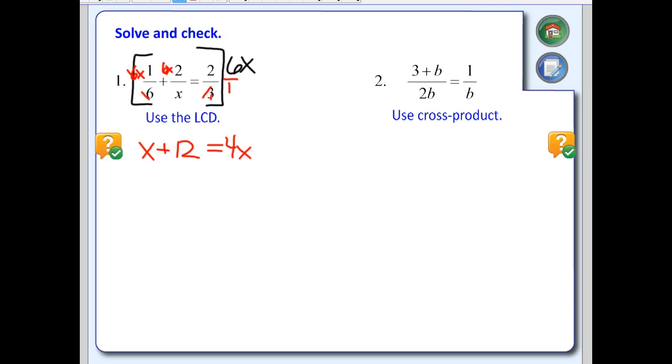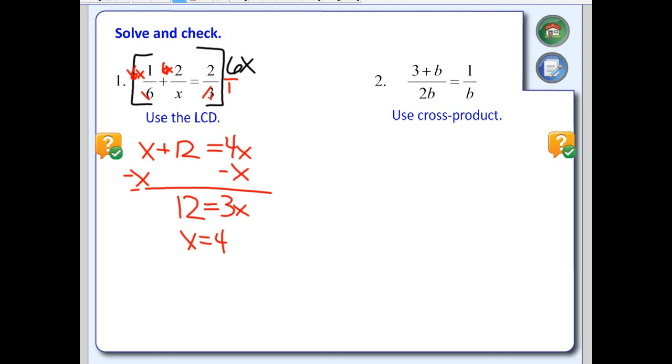All right, so now, presto changeo, fractions are gone. Now we're just going to solve for x. Isolate the variable by inverse operations. I'm going to move this x over. Remember, I'm going to put x's on one side, numbers on the other. So now I have 12 equals 4x minus x is 3x. Hopefully everybody realized x equals 4.